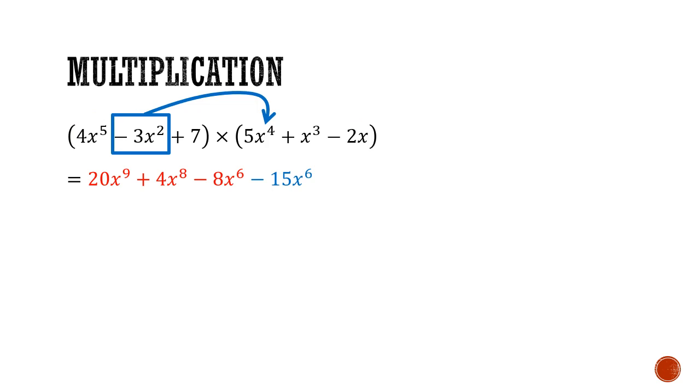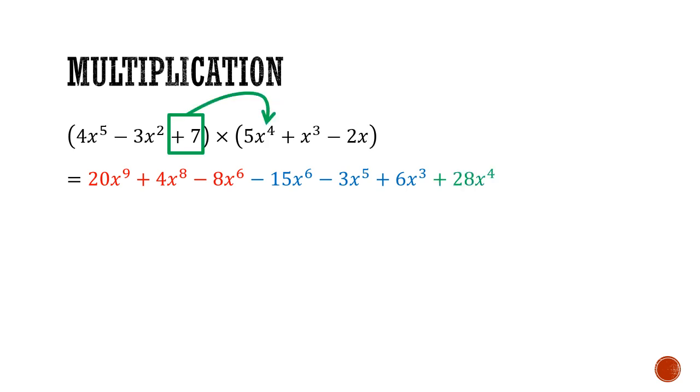Negative 3x squared times 5x to the power of 4 gives us negative 15x to the power of 6. The negative 3x squared times x cubed gives us negative 3x to the power of 5. And multiplied by negative 2x, we're going to get 6x cubed, because negative 3 times negative 2 is positive 6. So we're done with the second term in the first polynomial.